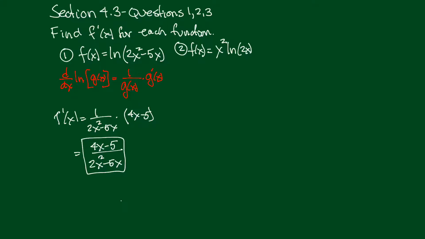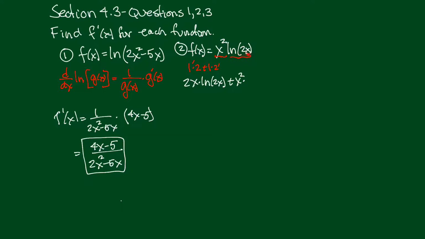And number 2, this function is a product. You see it? I got a first factor and a second factor, so we'll use the product rule, right? Derivative of the first times the second, plus the first times the derivative of the second. So we're going to get derivative of the first is 2x times the second, that's the natural log of 2x, plus the first, which is x squared, times the derivative of the second.